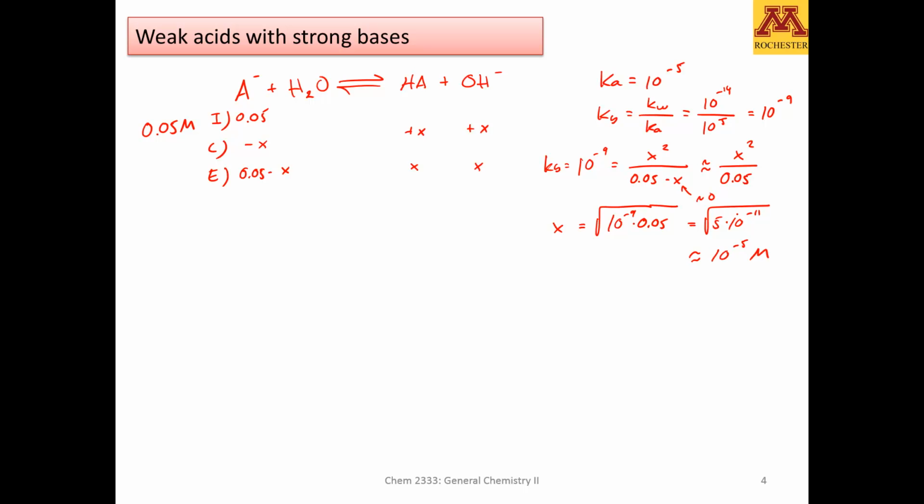A little bit more. I do not have a calculator here, but the square root of 10 to the negative 11 will be something around that. Notice that this means that the pOH will be, if you do the logarithm of this, around 5. That means that the pH is 14 minus 5, which is 9. Does that make some sense?